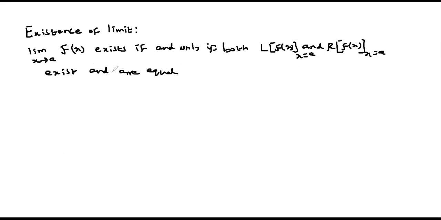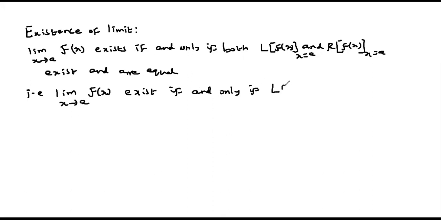That is the short way of saying it: limit x tends to a of f(x) exists if and only if L of f(x) at x equal to a is equal to R of f(x) at x equal to a. Both limits will be equal.